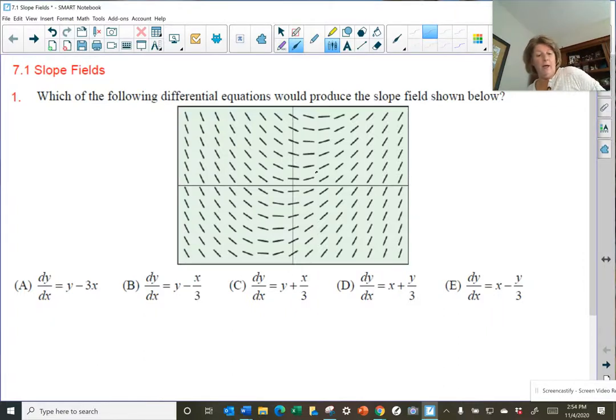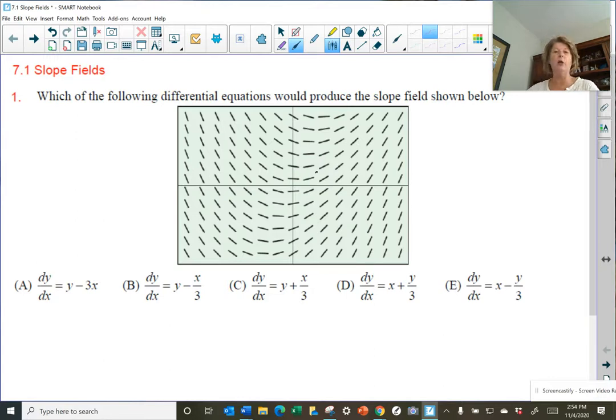Welcome to 7-1, and we are looking at slope fields today. Slope fields is a topic we had last year. Let's just see what you remember of it. Oftentimes, they'll give you a slope field or they'll have you draw your own slope field. Also, separable differential equations often come in with the free response question dealing with slope fields.